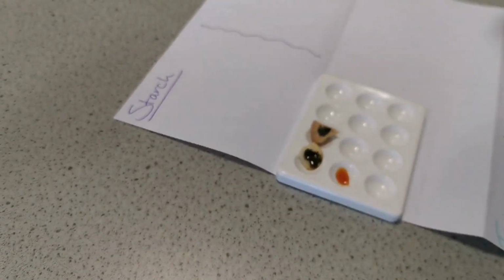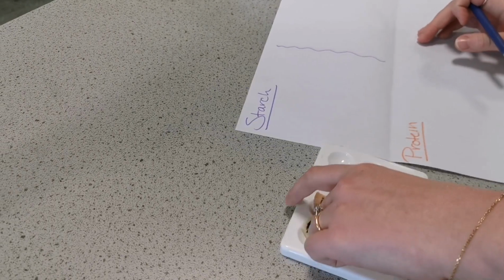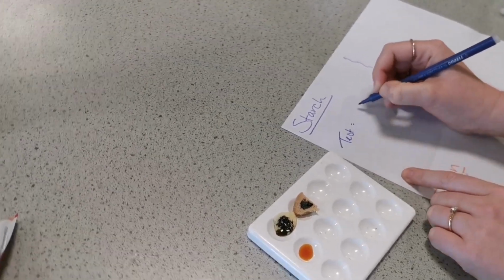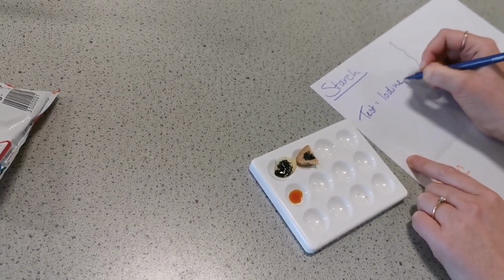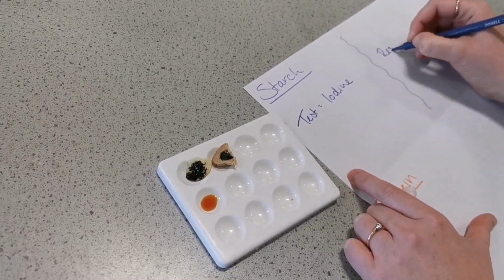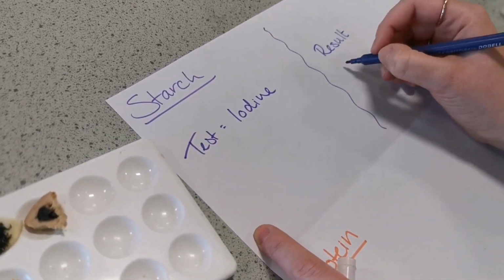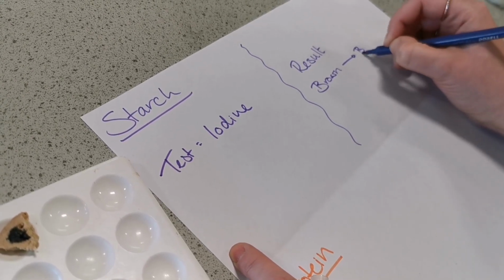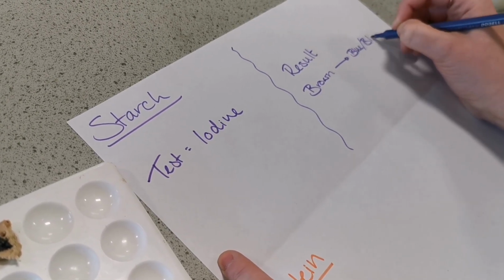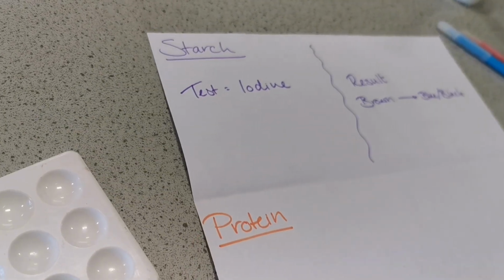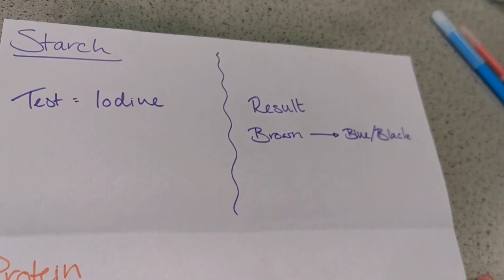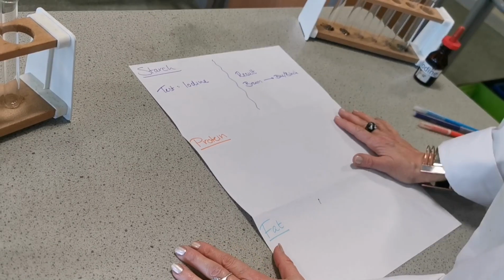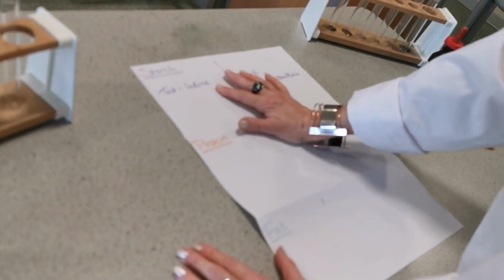I'm going to write down the test here. You should pause the video now and take some notes once I've written this down. So the test is iodine, and the result is it goes from brown to blue/black. Pause the video now and make sure you've written down the test and the result for starch. Okay, so we've done our first test for starch, which was iodine.